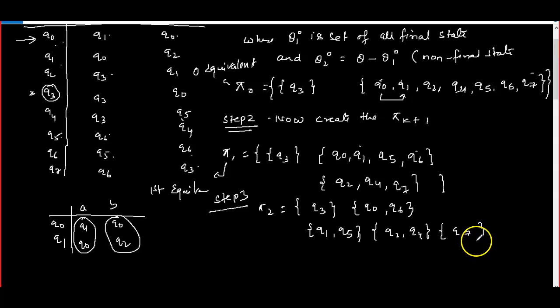Getting it? Next is pi 3, which means step 4. Q3 is single, no problems. Q0, Q6, check Q0 and Q6. Q1 and Q5.